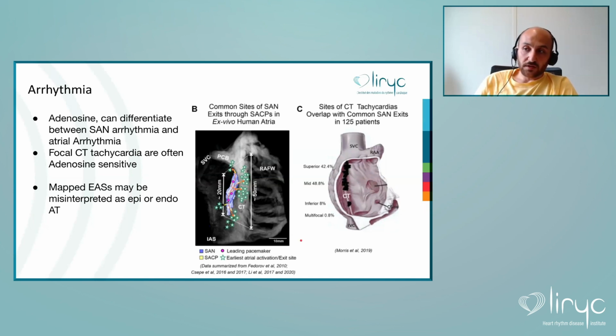And there's another recent paper in which they tried to ablate the conduction pathways, and when they did that, there was no AT anymore. So we can understand that lots of ATs right now are related to the SA node. And as I told earlier, the earliest atrial site mapping can be misinterpreted as epi or endo, and this is not correct, according to these authors.